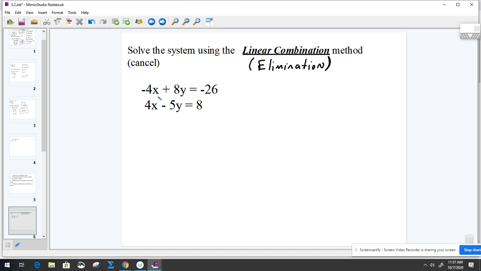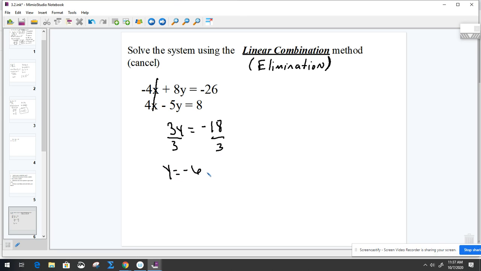So if I were to add down, my x's simply cancel. I'm going to add down every single one of these columns. So 8y plus negative 5y, or 8y minus 5y, is 3y. And negative 26 plus 8 is a negative 18. Now, as you can see, I couldn't solve these up here because they had two variables. I only have one variable now, so I can go ahead and solve. Okay, and I get y is equal to negative 6.